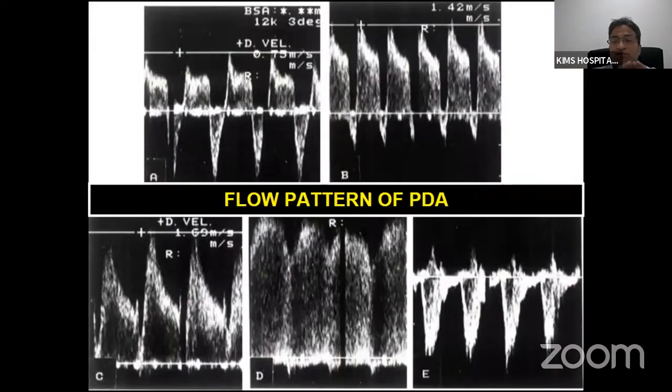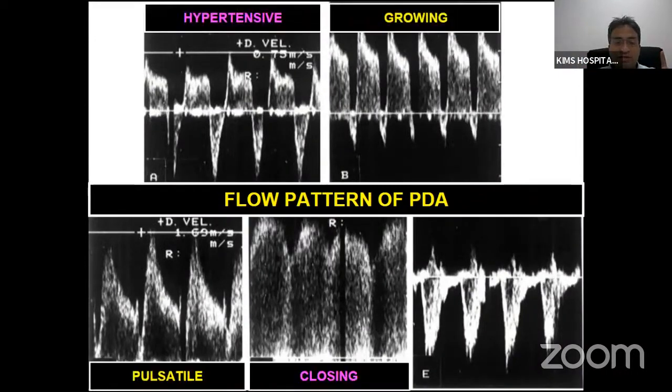So these are the 5 patterns. As a neonatologist you should know the 5 patterns. I'll show how to put the 5 patterns. This is known as the hypertensive pattern, growing pattern, pulsatile pattern, closing pattern, and totally closing. These are the 5 patterns.